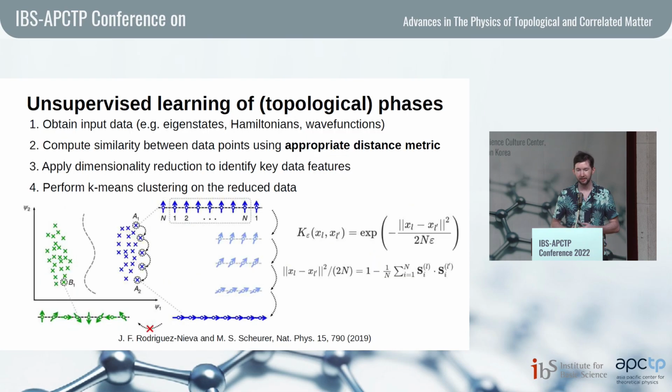So how does this work? The first step in any kind of machine learning problem is to identify what your input data is. In this case, for our purposes, the input data could be the eigenstates of your model system. It could be the Hamiltonians themselves, or even wave functions obtained from some kind of quench type situation where you prepare your system in some equilibrium state, rapidly change the Hamiltonian, and then observe the resulting dynamics.